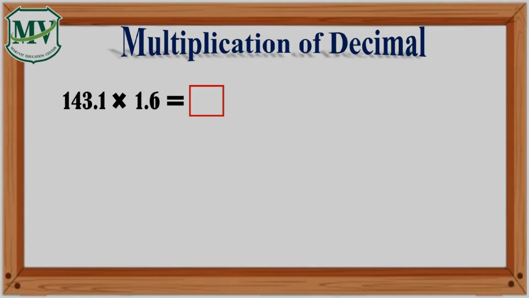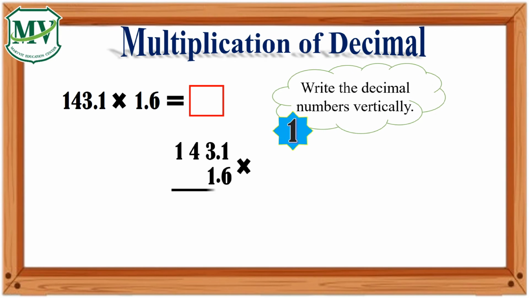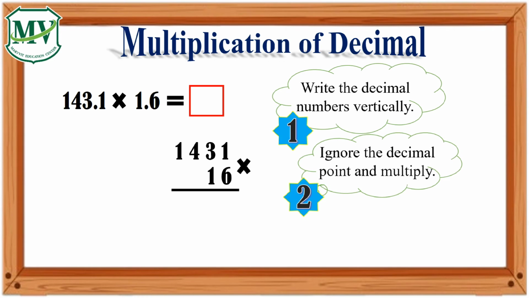Find the product of 143 and 1 tenths and 1 and 6 tenths. What's the first step? Awesome! Write the decimal numbers vertically. Then ignore the decimal points and multiply.